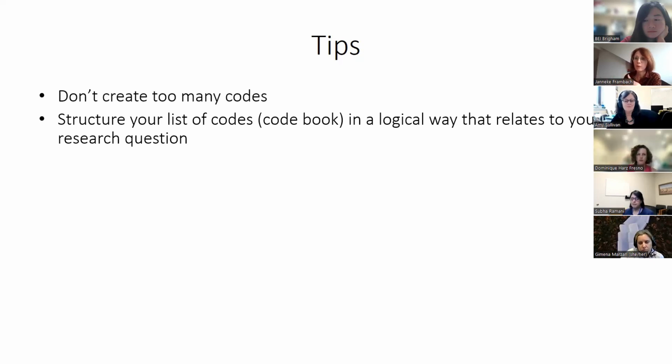Structure your list of codes. It often helps to work with codes and then maybe some subcodes. But I would say 3 levels max. If you go to 5 levels, it's often better to split some of the codes.